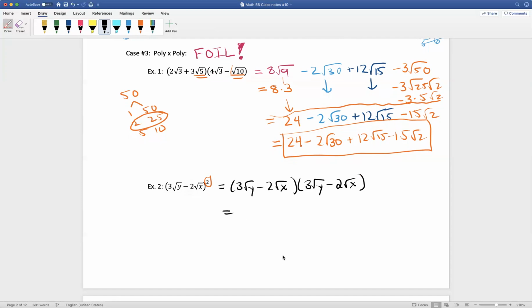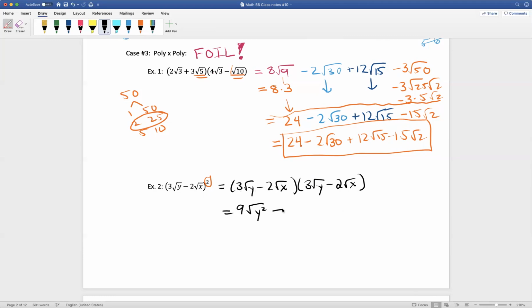If you're multiplying something by itself, let's multiply it. If we're squaring something, that means we're going to multiply it by itself. So, ready? First two, outer two, inner two, last two. First two: 3 square root of y times 3 square root of y. Well, 3 times 3 is 9, and square root of y times square root of y is square root of y squared. That's the first two.